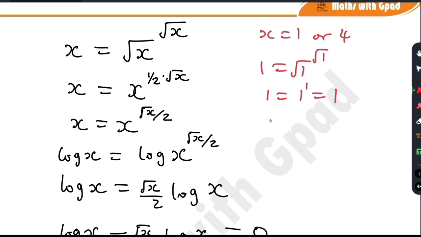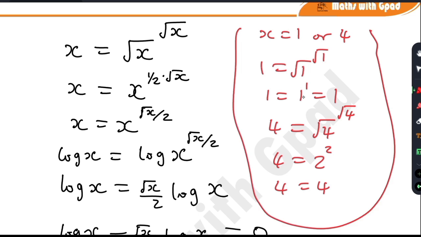What about 4? Put 4 here. 4 is equal to the square root of 4 raised to the power of the square root of 4. What is the square root of 4? 2. And what is the square root of 4? It is 2. So what is 2 raised to the power 2? It is still going to be 4. So 4 on the left hand side and on the right hand side. So this just goes to prove to us that the value of x is equal to 1 or 4.